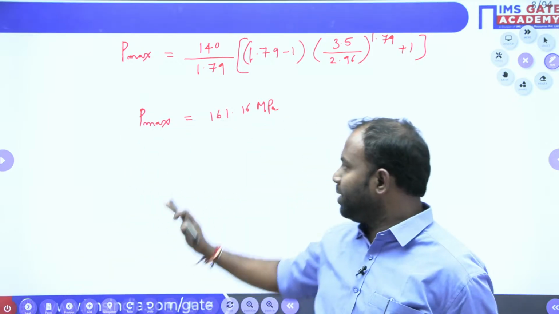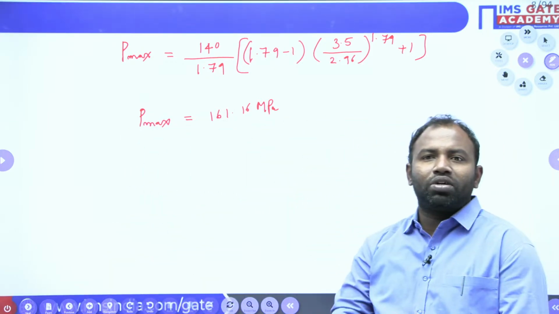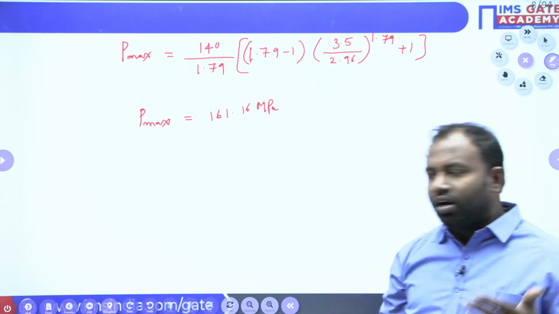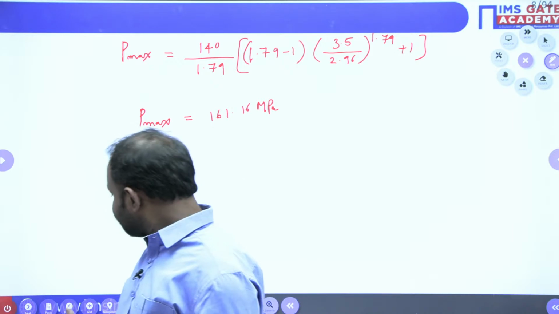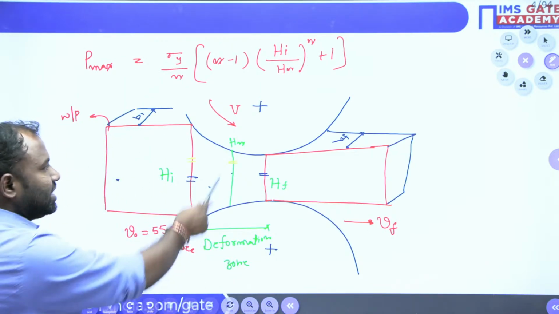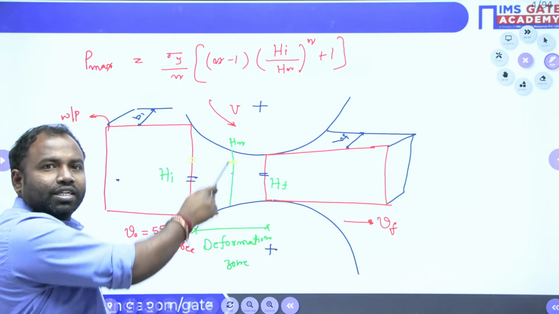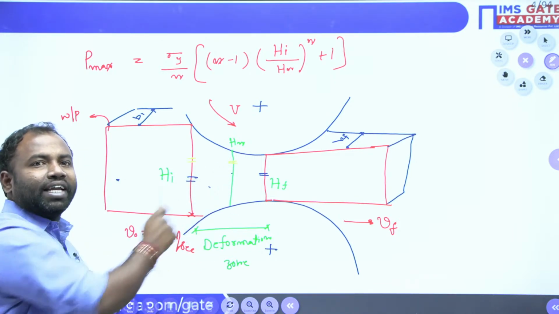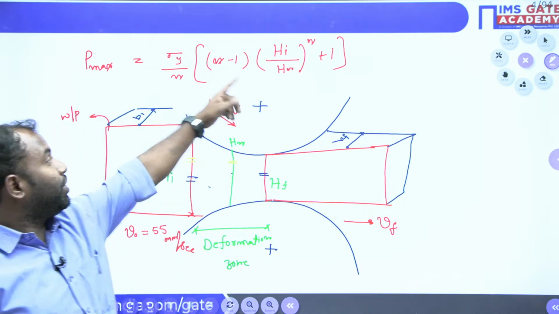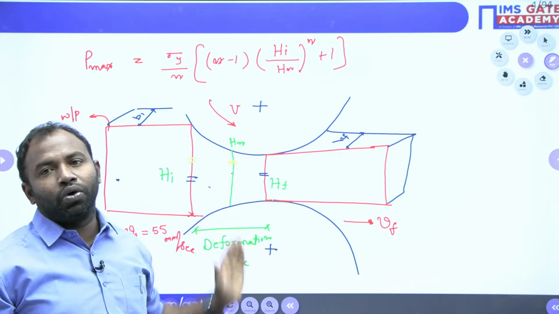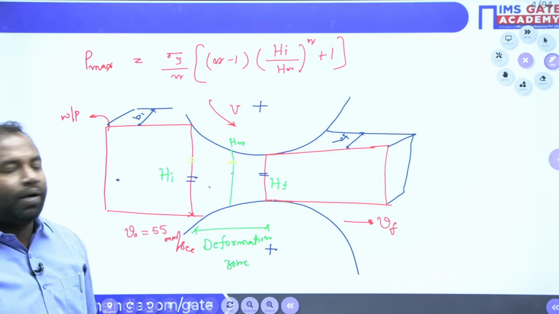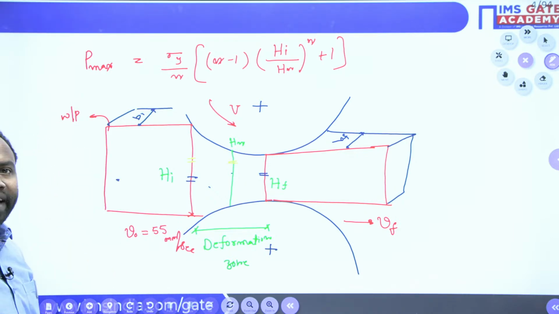Here all about in this question, you are supposed to find out your Hn value. That means thickness at the neutral plane. Okay. So, if you are able to find out this thickness at the neutral plane, it will be very easy to solve this kind of question. So, as we know that at neutral point, maximum pressure is induced in the rolling operation. Clear, everybody? Hope you understand. Okay. Yeah. So, now let us go for next question.